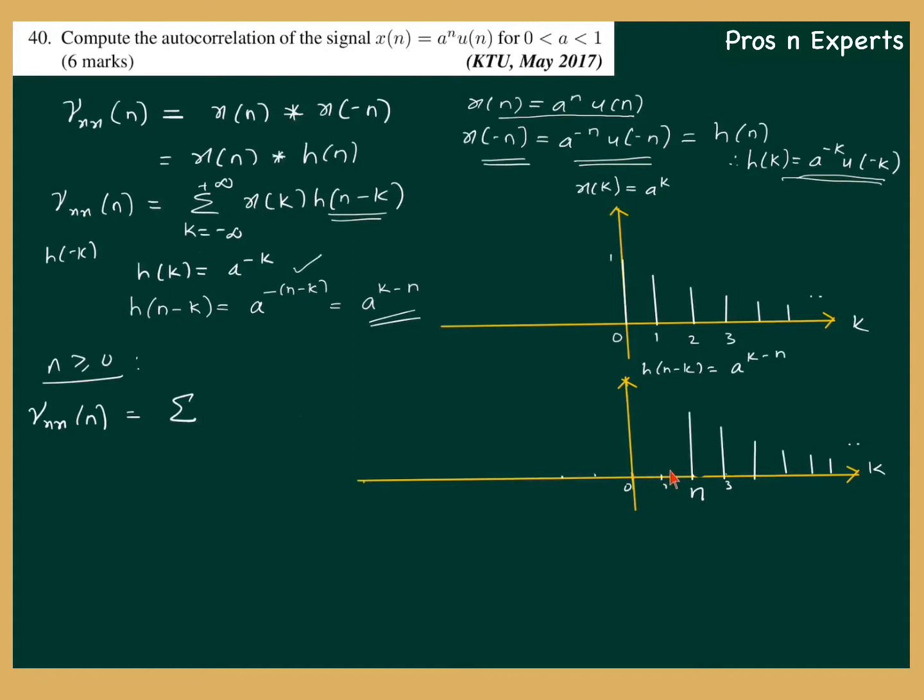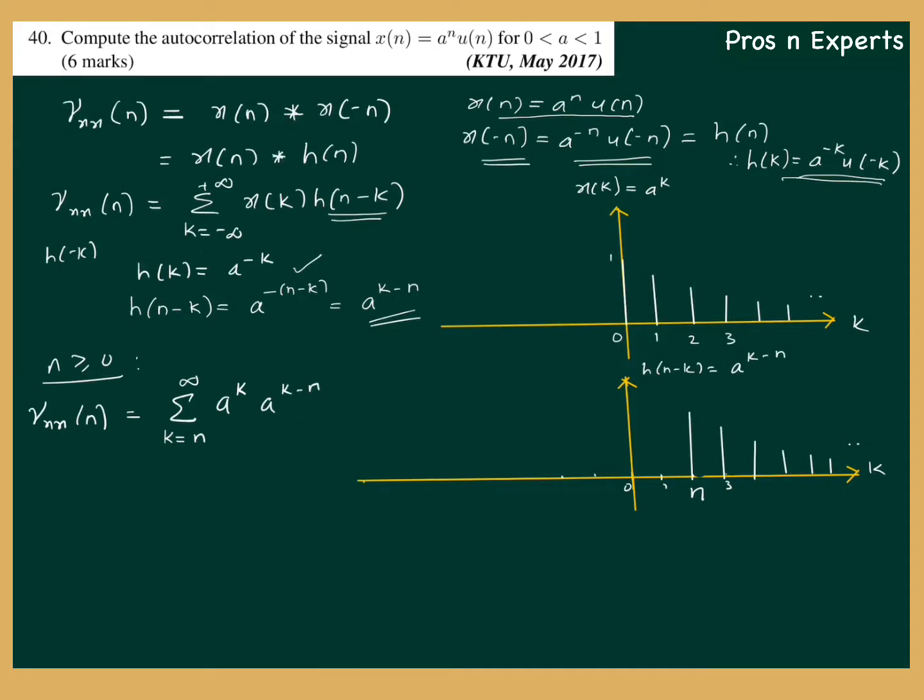Okay, in this portion less than n, the signal is 0, so the product is going to be 0. So the limit of the summation is from k equal to n to infinity. X of k is a raised to k, and h of n minus k, we have changed it as a raised to k minus n.